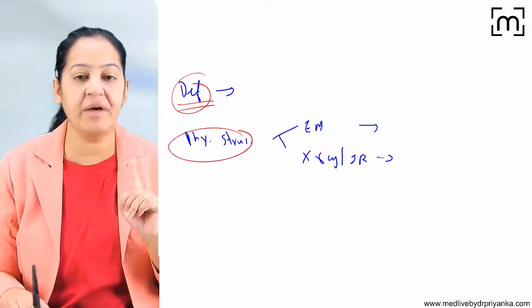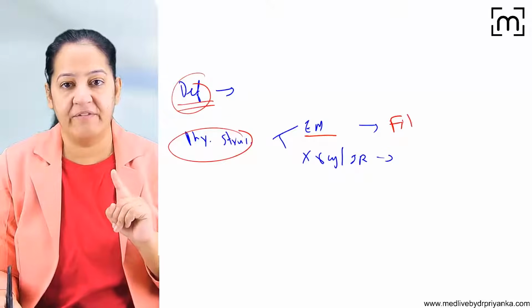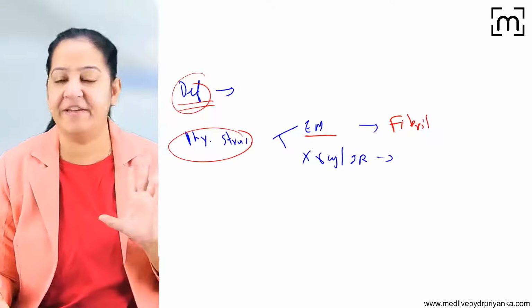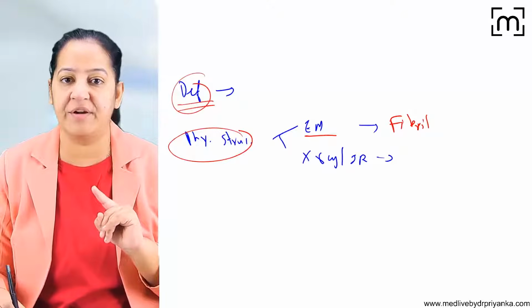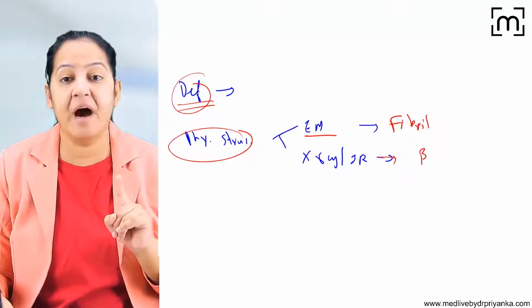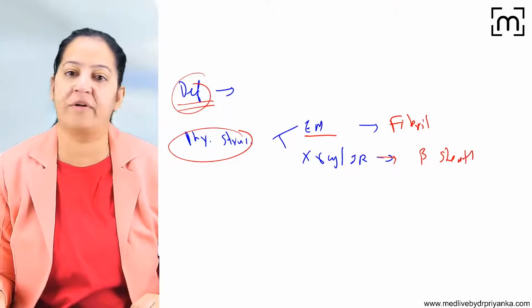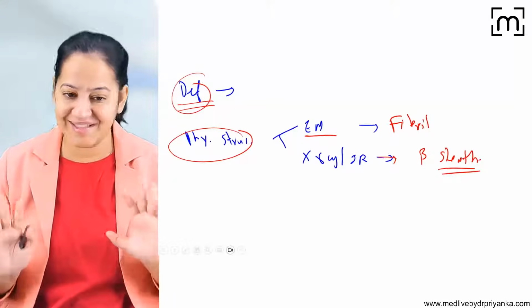Do you know the physical nature? Here the answer is fibril, which are elongated, of indefinite length, non-branching. The diameter is 7.5 to 10 nanometer. And here it is sheet, beta pleated sheet structure, not a fibril. It is a sheet. So that is the summary till now.